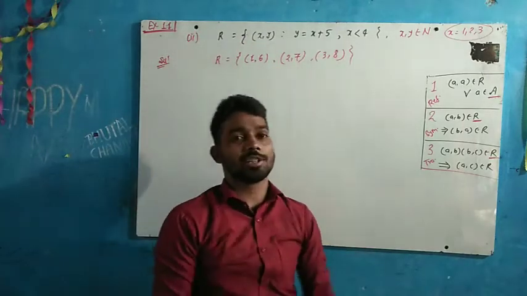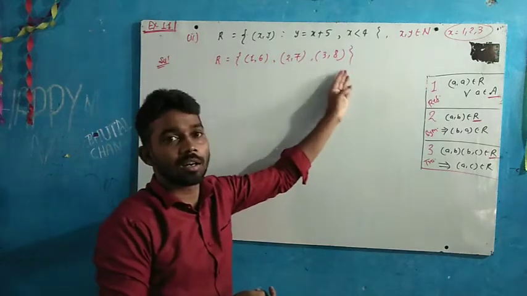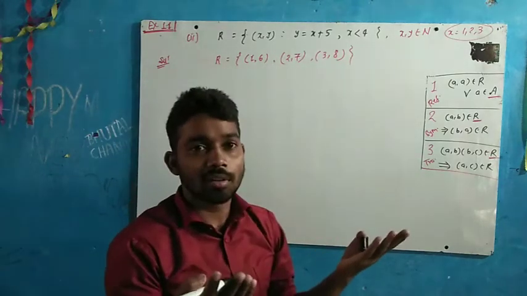Now again we have to check reflexive, symmetric and transitive, and it is very easy. You can do it very well. Is any double, like (a, a), present? No, that is why it is not reflexive. You can give many reasons.